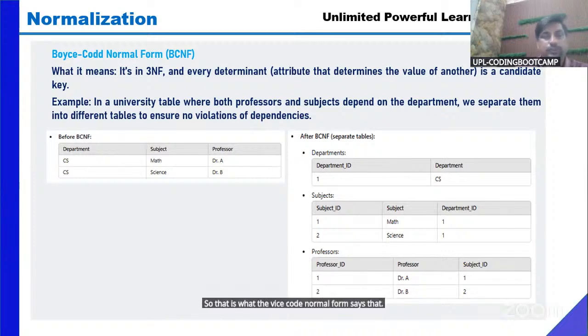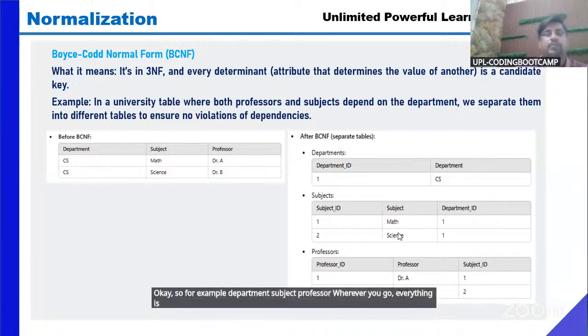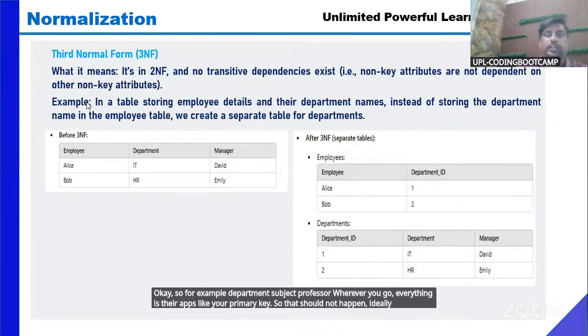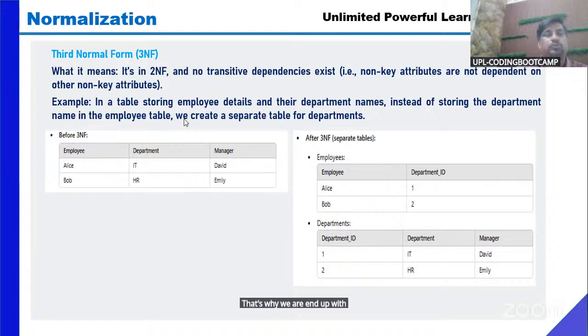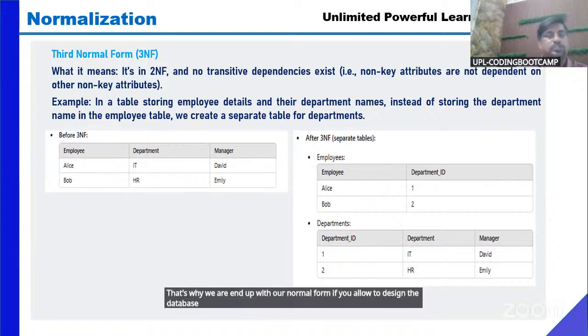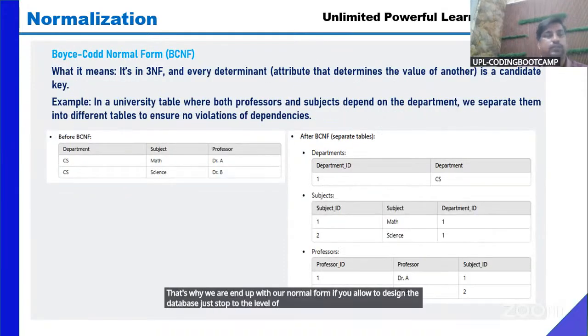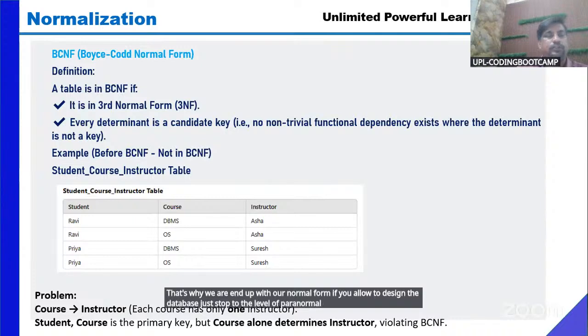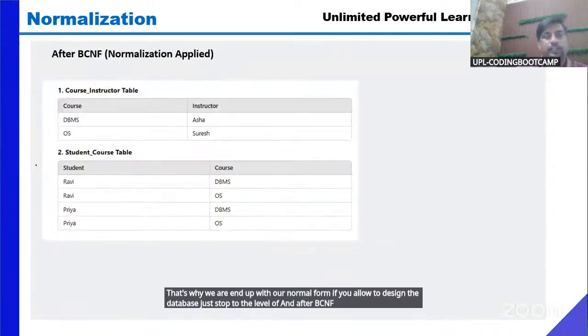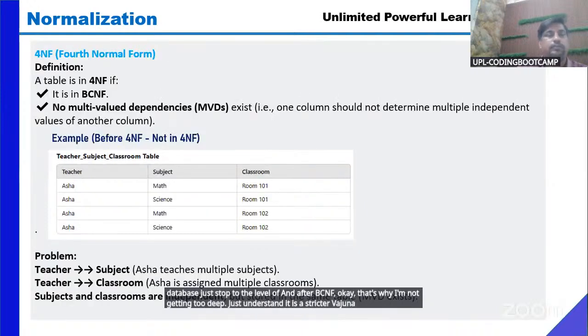For example, department, subject, professor, wherever you go, everything acts like a primary key. That should not happen, ideally speaking, but theoretically that is correct. That's why we end up with third normal form. If you are allowed to design the database, just stop at the level of third normal form. After BCNF, I'm not getting into depth. Just understand it is a stricter version of third normal form.